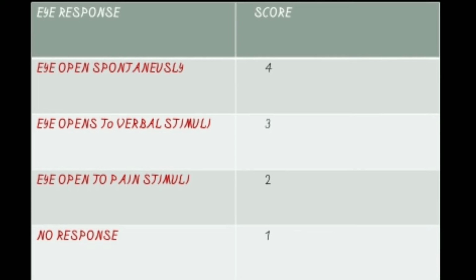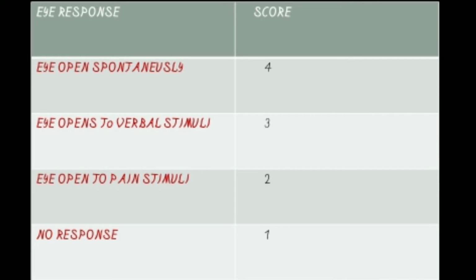That is, if we are giving pain to the patient and only then the patient opens his eyes, then the score awarded is 2. If the patient has no response to pain stimuli or to verbal stimuli, then the score awarded is 1. That is the eye response. The maximum score is 4 and the minimum score is 1.